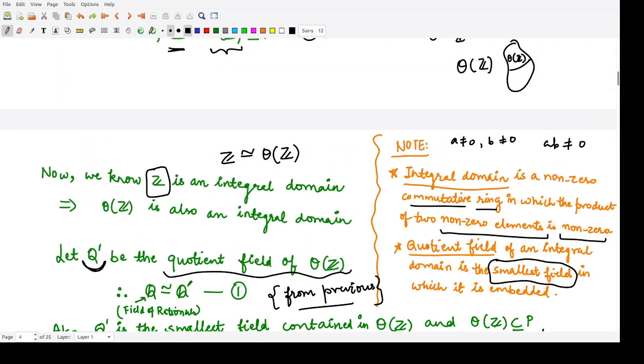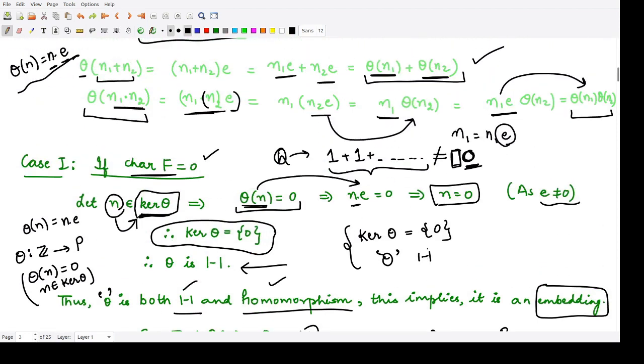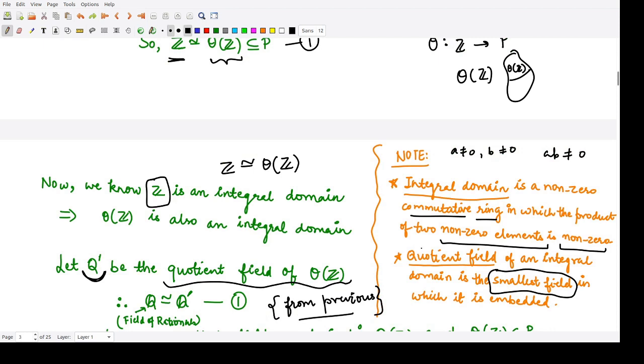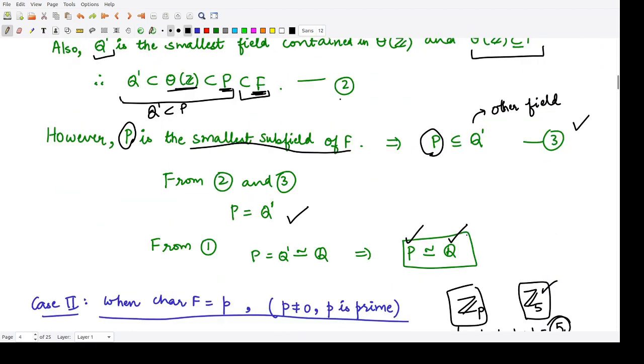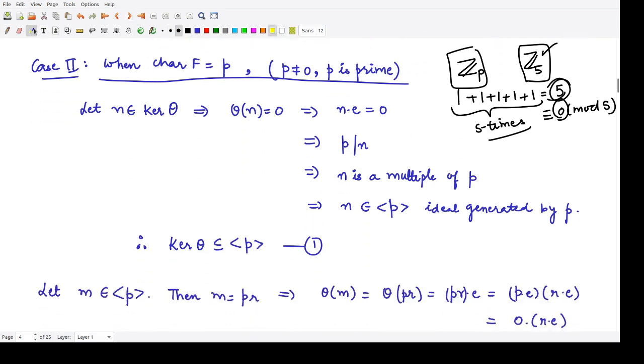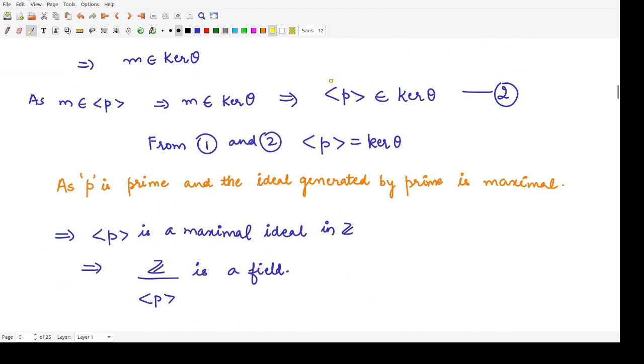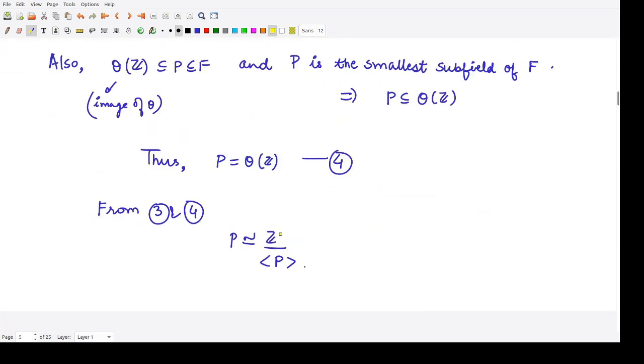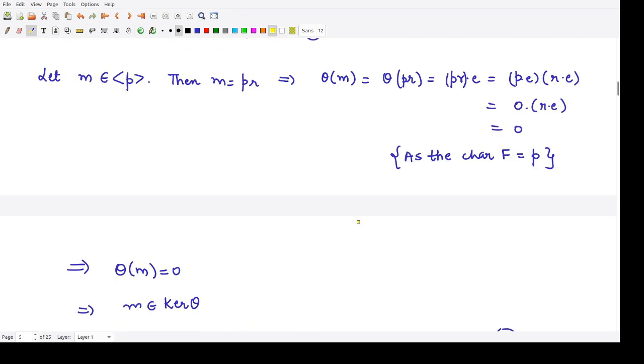That means whenever the characteristic of the field F is equal to 0, in that case we have the prime subfield isomorphic to the field of rationals. So this is the first case. In the second case, we shall prove that whenever the characteristic of F is equal to P, where P is a prime number, in that case your prime subfield would be isomorphic to the field of integers mod P. So this is what we intend to prove here.